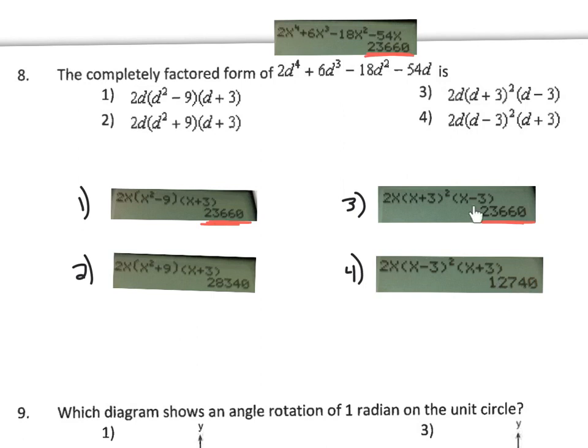So 2 of these actually checked out. So you have to kind of look and say, well, which one is completely factored? Well, if you look at choice 1, see this in here? This is a difference of squares. This factors further to d plus 3, d minus 3. So choice 1 is not completely factored. So that means choice 3 would have to be our answer.